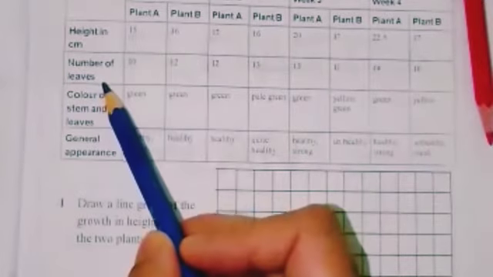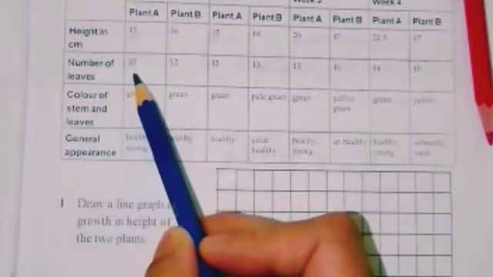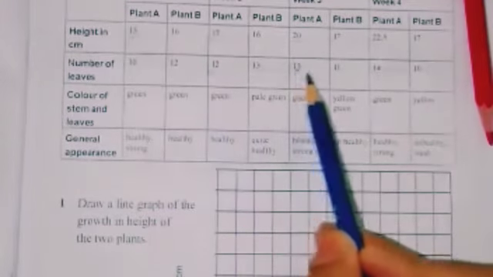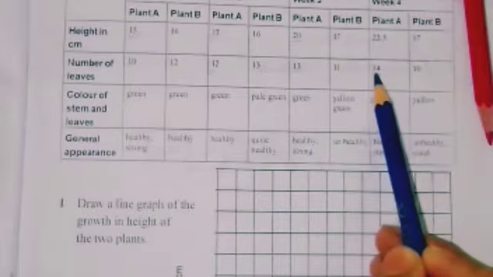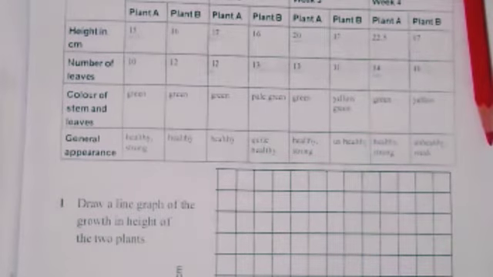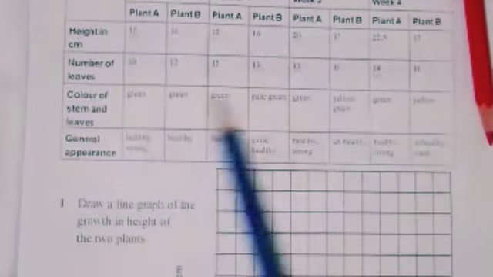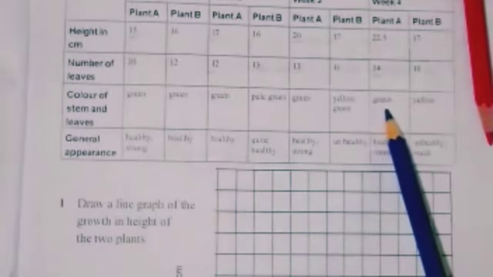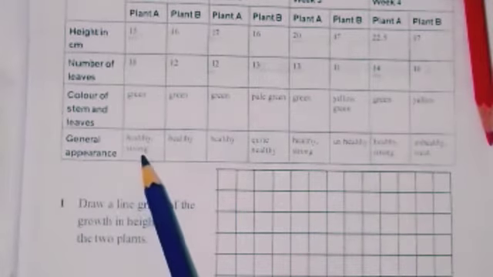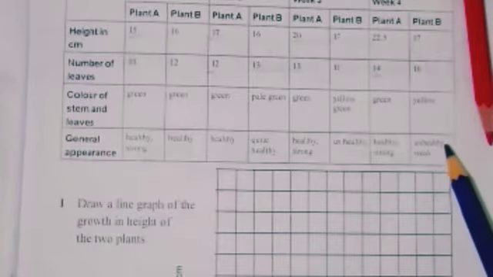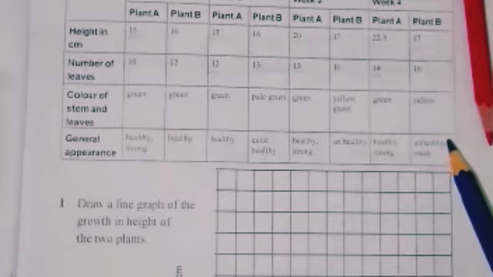Now come to the number of leaves. The number of leaves in the first week is 10, then 12, then 13, then 14. It means the number of leaves of plant A is also increasing. These are the results of plant A. And the plant stays green. It becomes healthy and strong in general appearance. So plant A became healthier week by week over the 4 weeks.